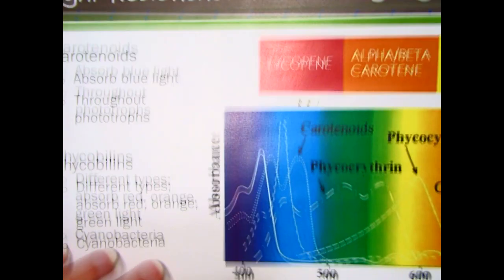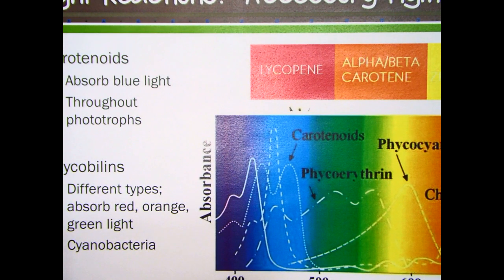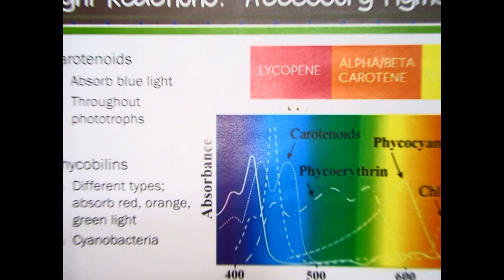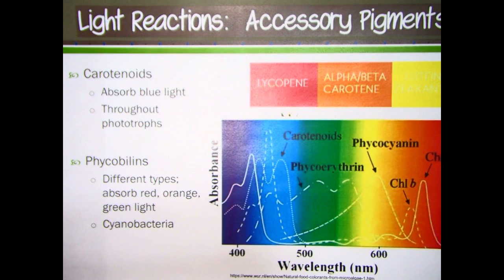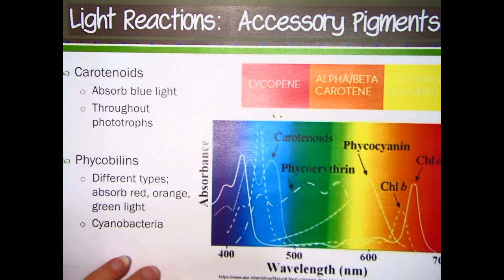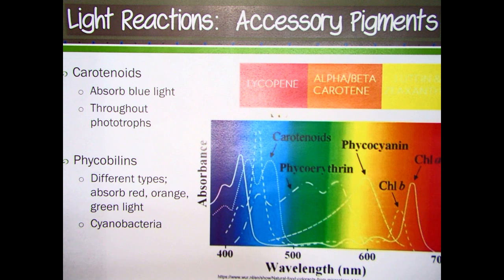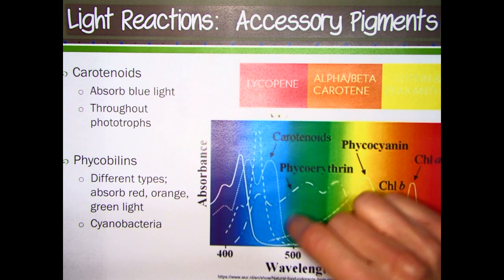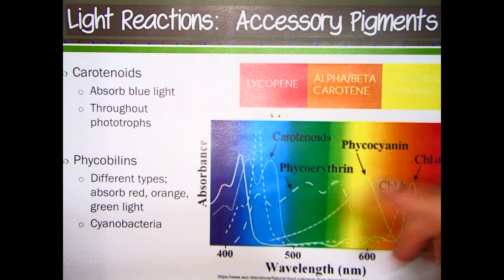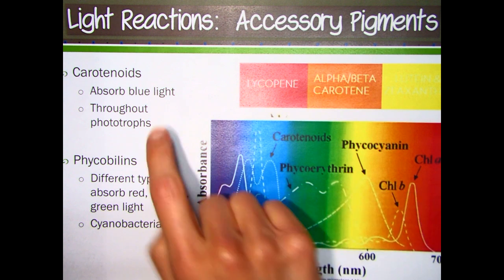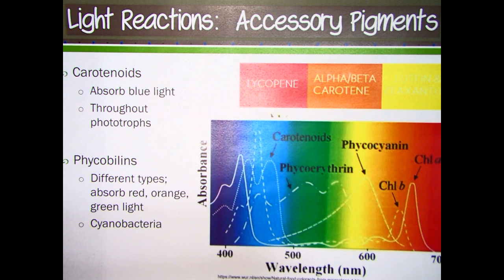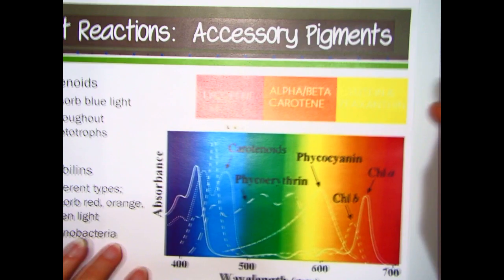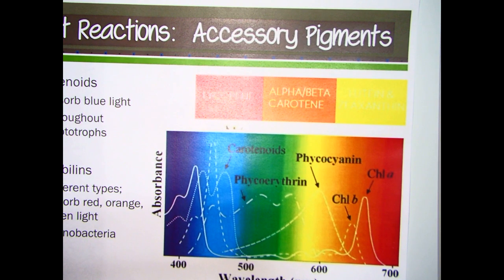So specific examples of accessory pigments are the carotenoids and the phycobilins. So the carotenoids absorb the very end of the green, the blue-green, and then a little bit into the dark blue. And they are throughout phototrophs. So anything that gets its energy from light may have a carotenoid.